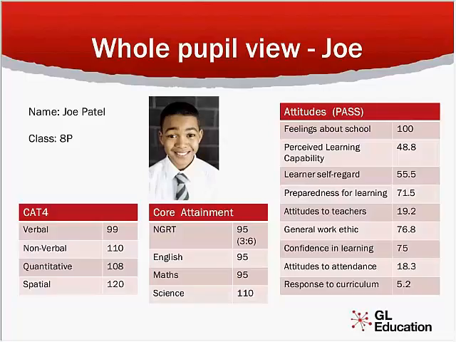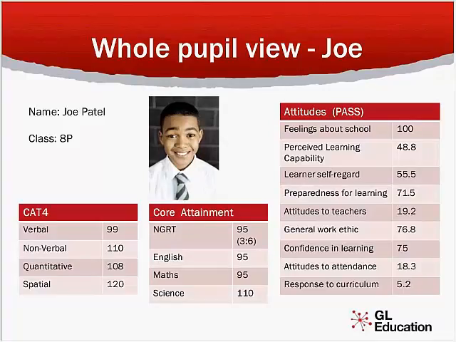Perceived learning capability, yes, whilst when you compare this score against some of the other scores, it's a bit lower. Actually, 48.8 is okay as a score. So Joe generally thinks he's reasonably capable. Again, learner self-regard 55.5, it's not an immediate red flag score. Preparedness for learning, Joe feels he's prepared for learning. Probably could be a fairly organised student or feel like he has the learning strategies in place to access the curriculum more accurately. Attitudes to teachers, though, particularly in an international school context, this seems very low.